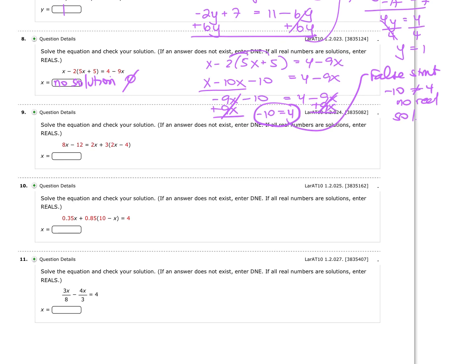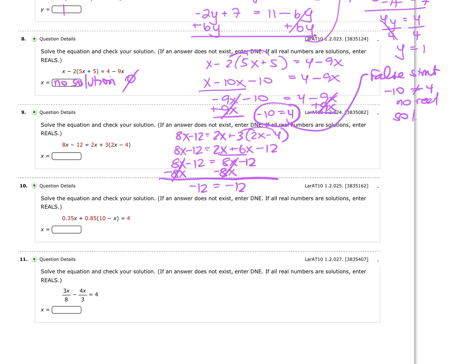So we keep going. 8x minus 12 equals 2x plus 3 times 2x minus 4. I'm going to have to distribute that left side. So I'm going to have to distribute that 3. It's going to give me plus 6x minus 12. I'm going to combine my like terms on the right, and I'm going to get 8x minus 12. And then I'm going to subtract 8x from both sides. Again, all I'm trying to do is get my variables to the left. In that process, though, I realize that my variables cancel, and I get minus 12 equals minus 12. And that's a true statement.